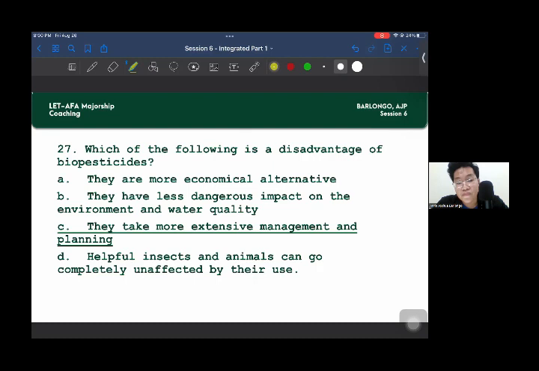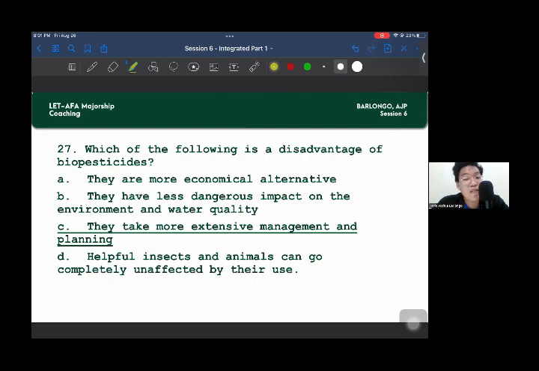And of course, helpful as insects and animals can go completely unaffected by their use. So, kapag biopesticides, meron tayong tinatawag na non-target organisms. So, kapag non-target organisms, for example, birds or anything ganyan. So, they cannot be disturbed by biopesticides, unlike the disturbance that can be brought by chemical pesticides.